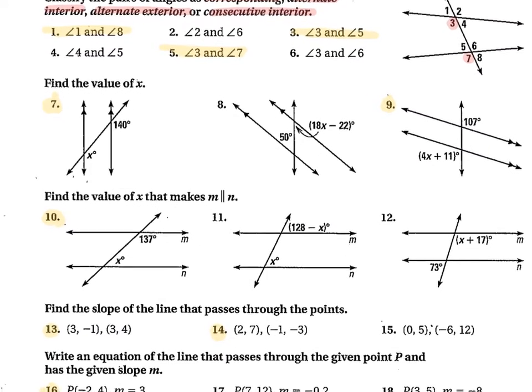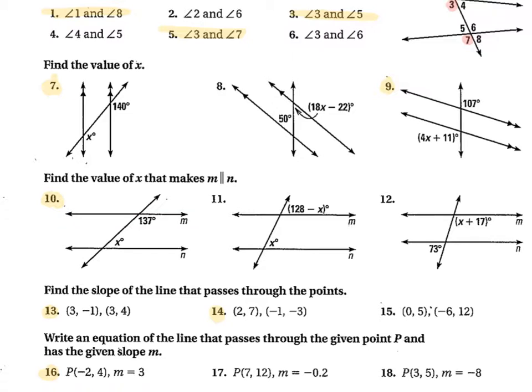Moving on to numbers 7 and 9, they want us to find the value of x. Okay, so in number 7, these are corresponding angles, which means these are equal to each other. So how many degrees is x? That's not too hard. Really not much work to do.